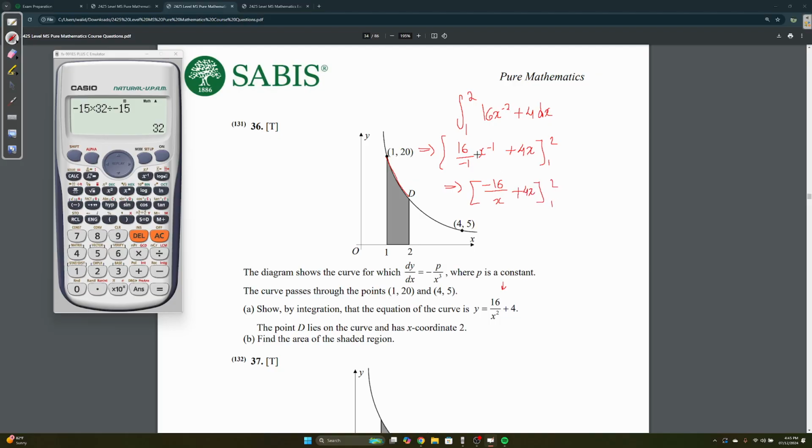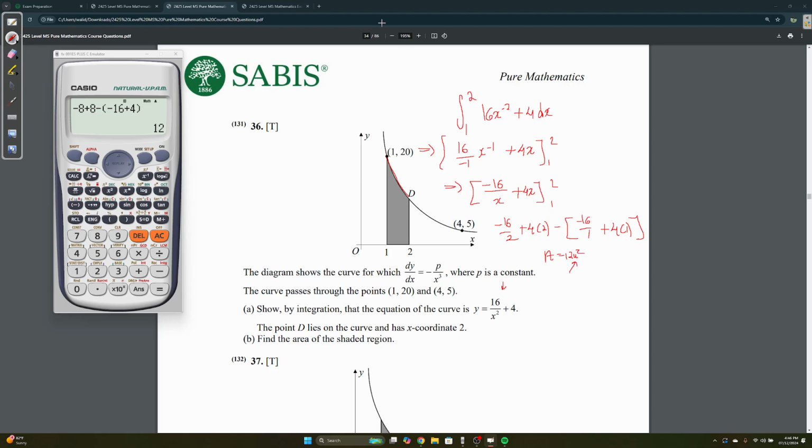I just cleaned this up a bit, okay? So it's going to be minus 16 over 2 plus 4 times 2, minus, open bracket, I'm substituting now, minus 16 over 1 plus 4 times 1, close bracket. Let's do this on our calculator. Minus 16 over 2 is just minus 8, plus 8, because they cancel out. Sorry, 4 times 2 is 8. Minus, open bracket now, minus 16 plus 4, you get 12. Okay, so the area is equal to 12 unit squared.